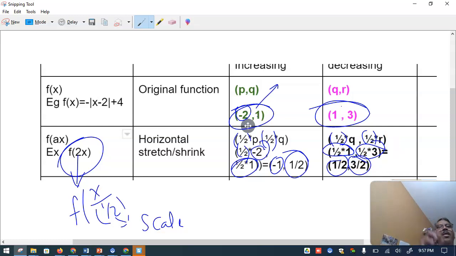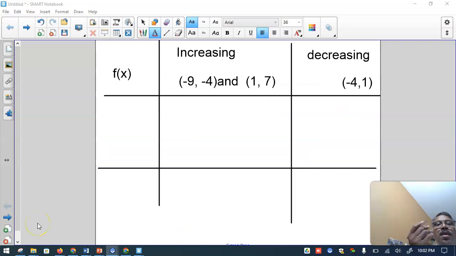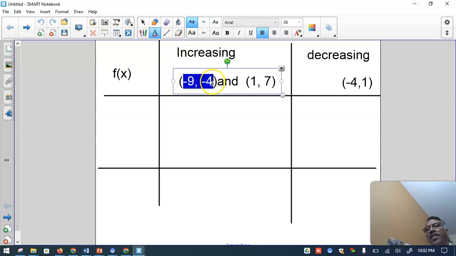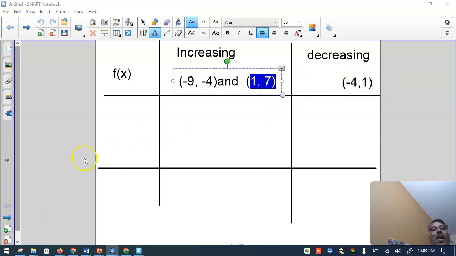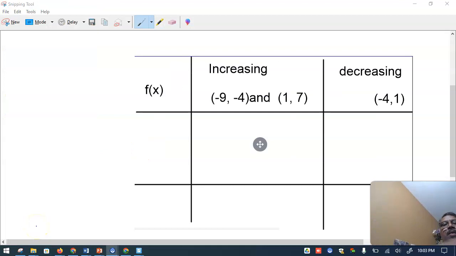That's all it is. I'll take one simple example just to make sense. This is the last example I felt like showing. Let's say there was an original function, and it doesn't matter what function it is. They did give us that the function is increasing from -9 to -4, and then also it increases from 1 to 7, and it's decreasing from -4 to 1. And just imagine if there was a question here. What if the question was asked?